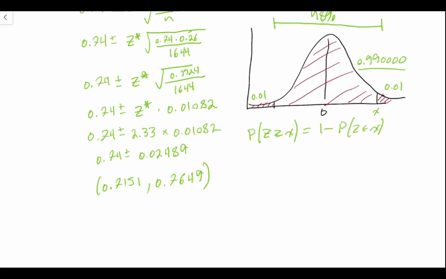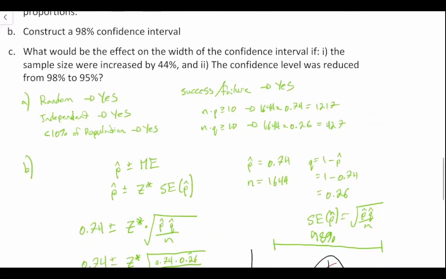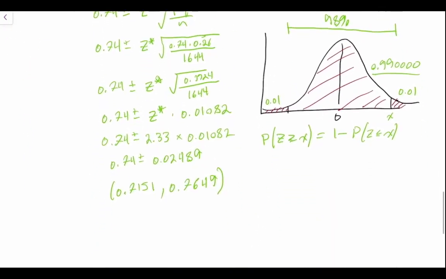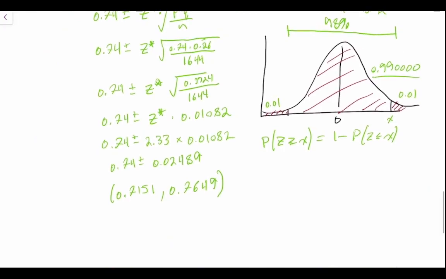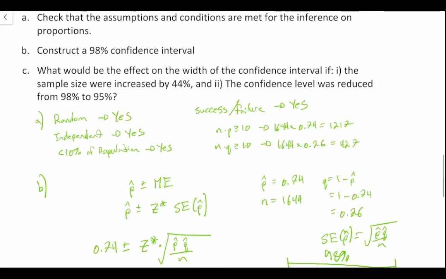Again, rounding to 4 decimal points there. So what we have is our 98% confidence interval. This would mean we're 98% confident that the true proportion lies somewhere between 0.7151 and 0.7649. Now we're not done with this question. We have a couple of other parts to this.